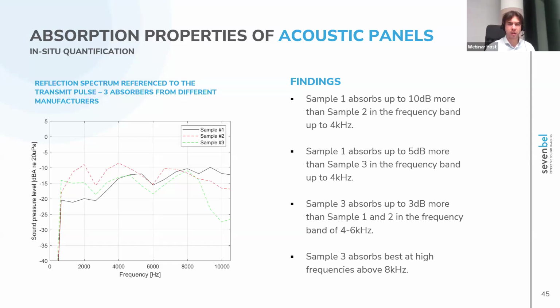In this case, we realized that one of these samples was performing a lot better than the others in the low frequency range, and that one of them was performing a lot better in the very high end. So that way, if you're trying to decide between a couple of samples or even trying to understand what data to input into your model in terms of absorption, or at least the shape of the absorption curve, this is a way to get to that.